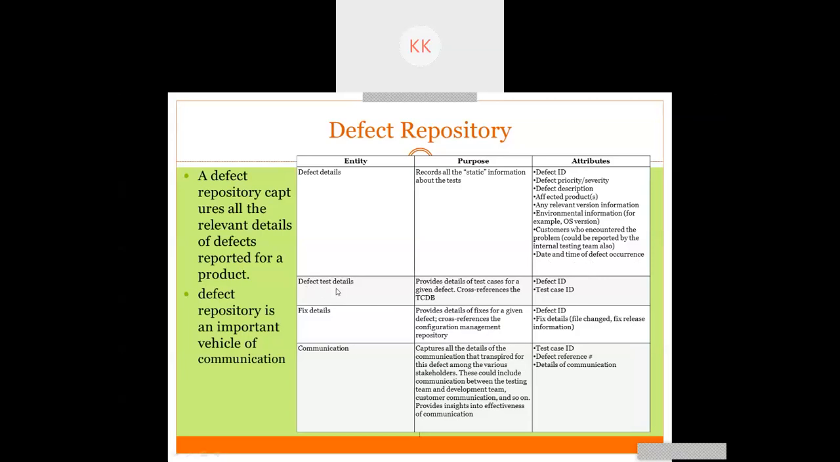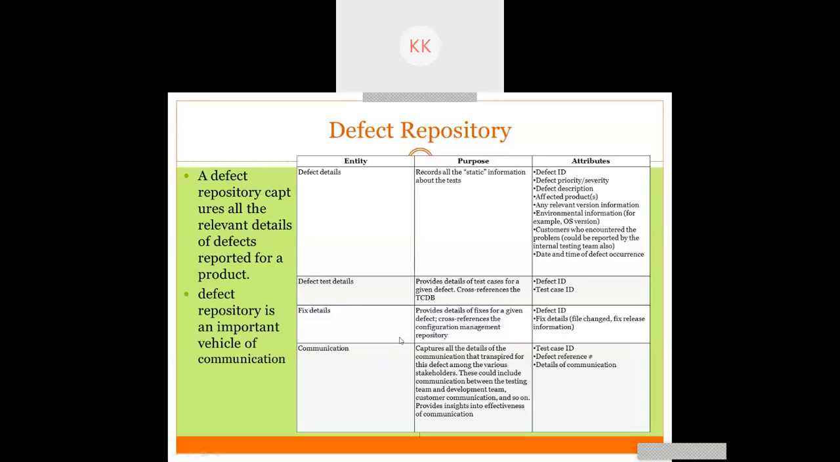The next is defect test details. It provides details of test cases for a given defect. It maps test case with the defect. Right? So it is having two attributes, defect ID and test case ID. Then there are fix details. If any defect is fixed, what is the fix detail? Right? So we are having defect ID and fix detail for that particular defect.